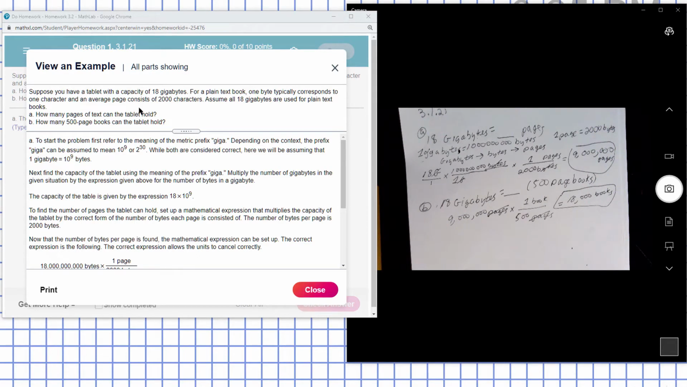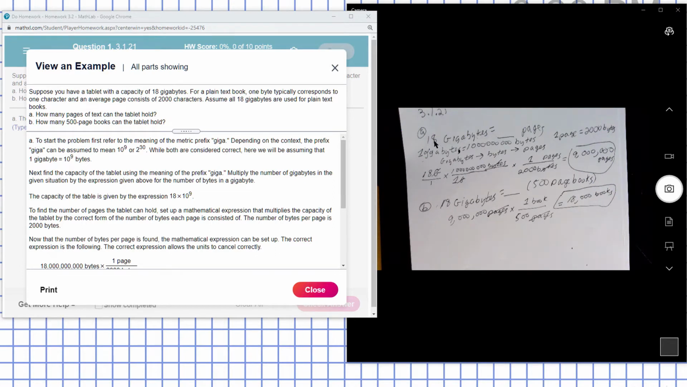Suppose you have a tablet with a capacity of 18 gigabytes for a plain textbook. 1 byte typically corresponds to one character. An average page consists of 2,000 characters. Assume all 18 gigabytes are used for plain textbooks. How many pages of text can a tablet hold?